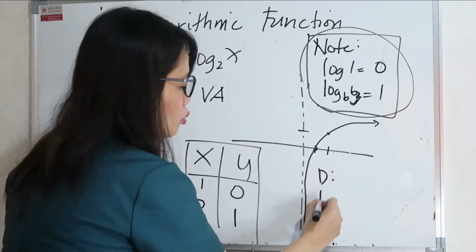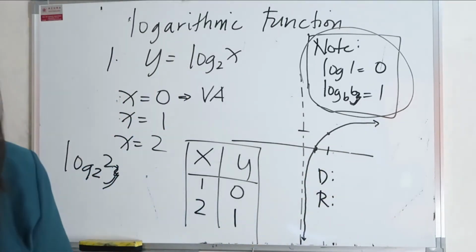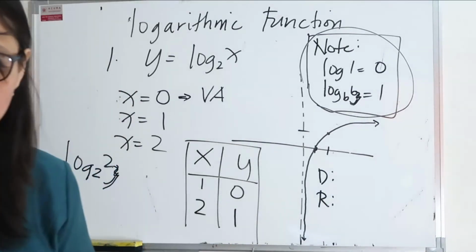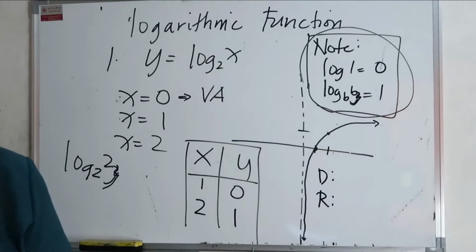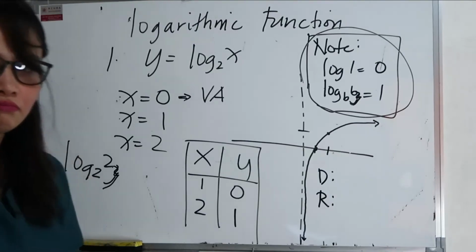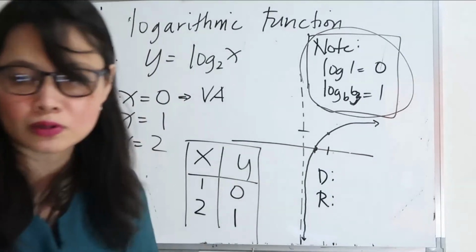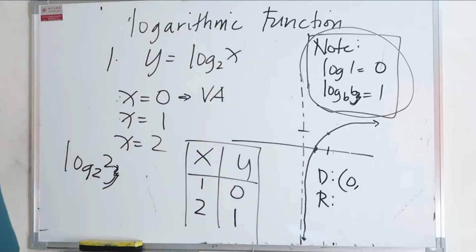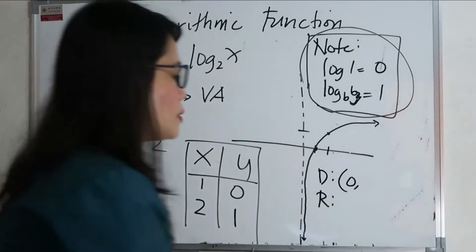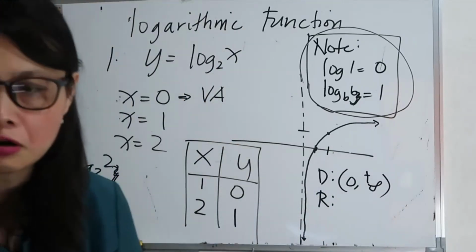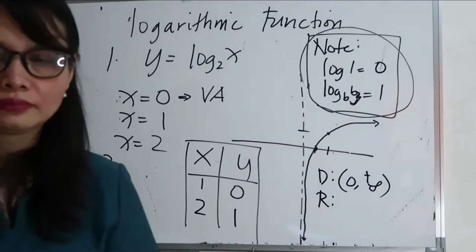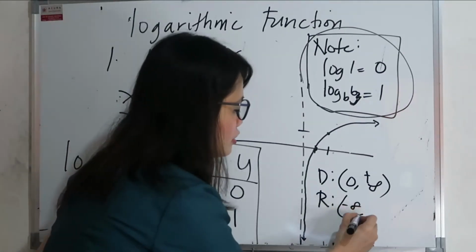So here, what will be your domain? Obviously, your domain will be based on your vertical asymptote. What's the minimum value of x based on this graph? So the domain will be 0 going to positive infinity. What about the range? Negative infinity to positive infinity.